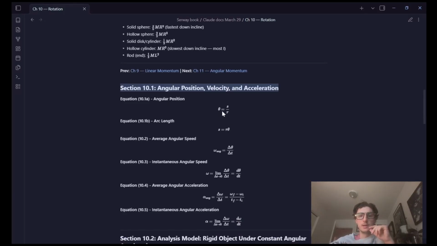Angular position, theta is equal to s over r. S is the arc length, and r is the radius. So imagine you have some circular thing. I don't know, imagine my water bottle here, right? It has a radius, r. This is the radius, from the center to one of the edges.